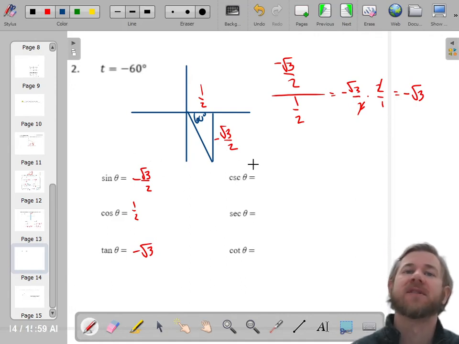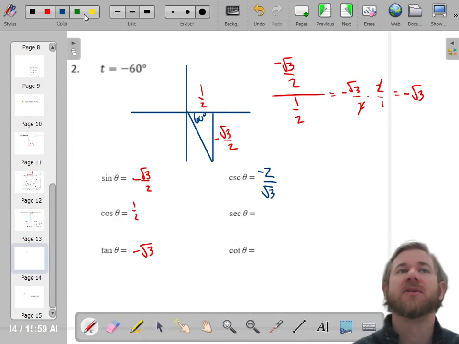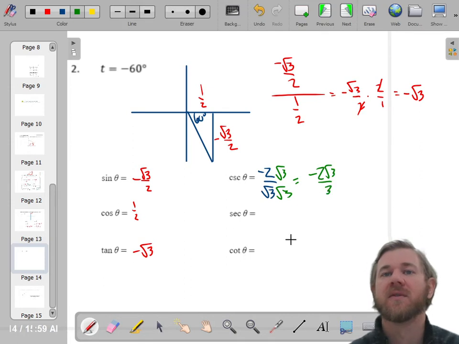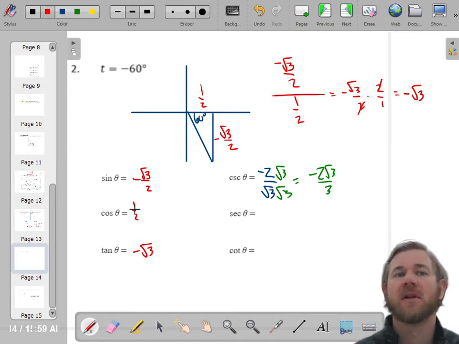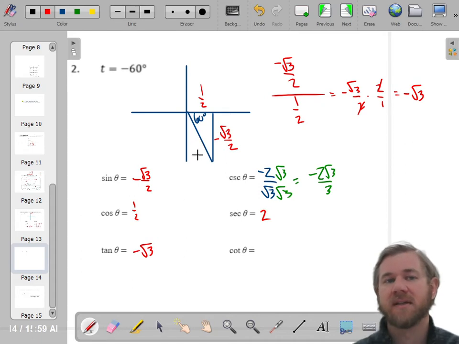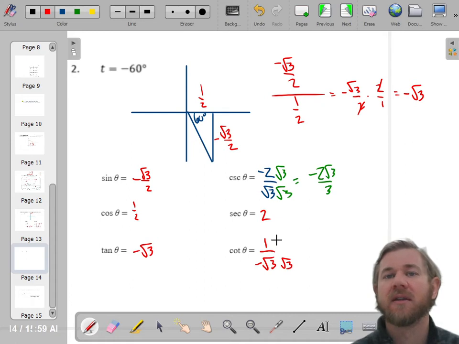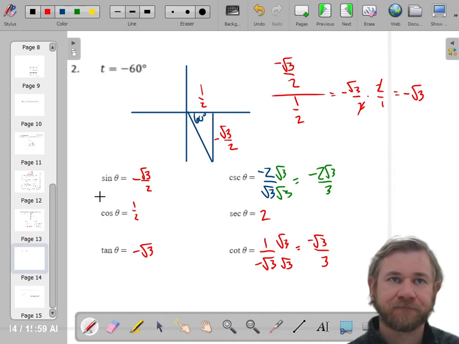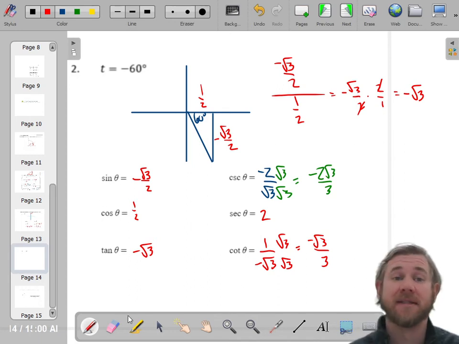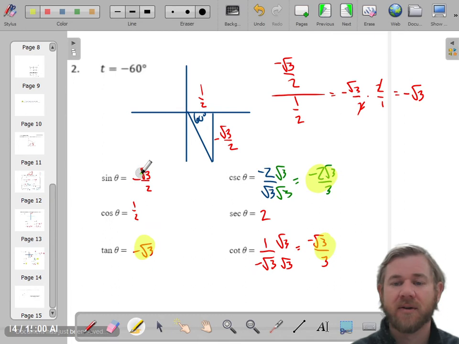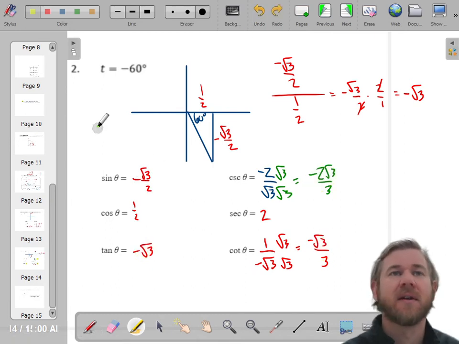Cosecant is the reciprocal of sine, so this is negative 2 over radical 3, but you need to rationalize that. So this is negative 2 radical 3 over 3. Secant is the reciprocal of cosine, so that's just 2. That's nice. And cotangent is the reciprocal of tangent, so 1 over radical 3, which, again, you need to rationalize to get radical 3 over 3. And again, it's still negative. These numbers you're going to see all semester, like this guy, and this guy, and this guy. They happen all the time because you're always dealing with this triangle, 30, 60, 90. So you see these angles, these points a lot.